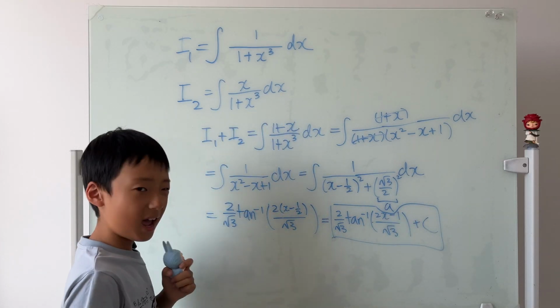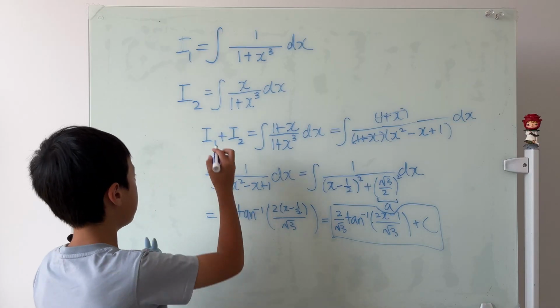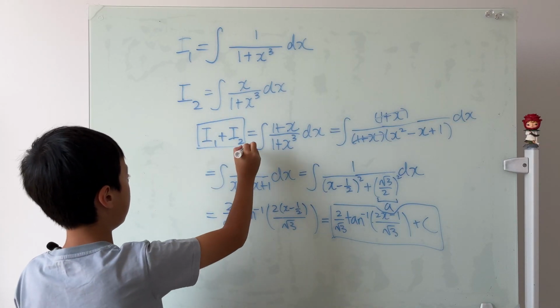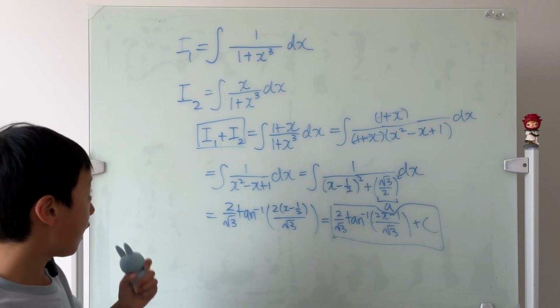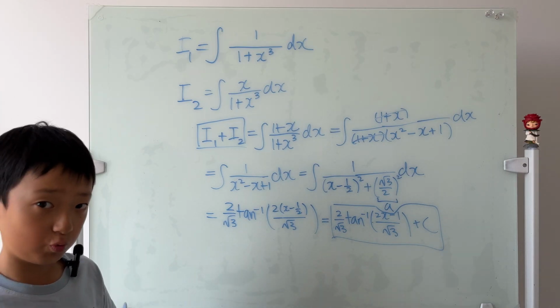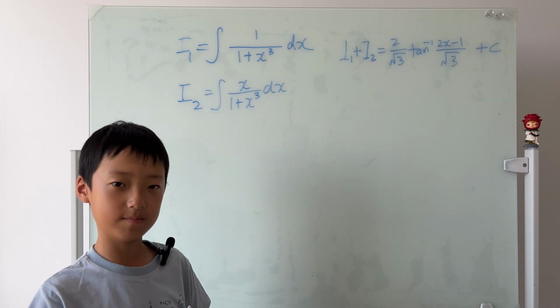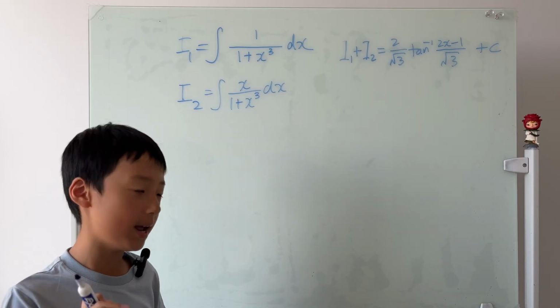Now, is this the answer? No, because this is I1 plus I2. To figure out I1, we need to do I1 minus I2, which we will do next. Okay, so let's figure out I1 minus I2 now.